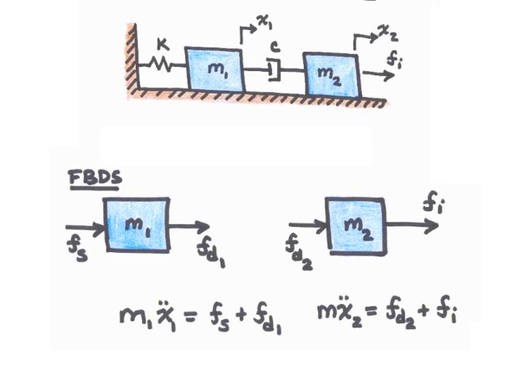For mass M2, there are two forces acting on it as well. There's the input force Fi, and there's a force from the damper, which I label FD2. I've chosen to draw both of these to the right as well. That just indicates the positive direction for these two forces. So, given these two free body diagrams, I can then write my equations of motion. I'll have m1 x1 double dot equals Fs plus FD1, and m2 x2 double dot equals FD2 plus Fi.